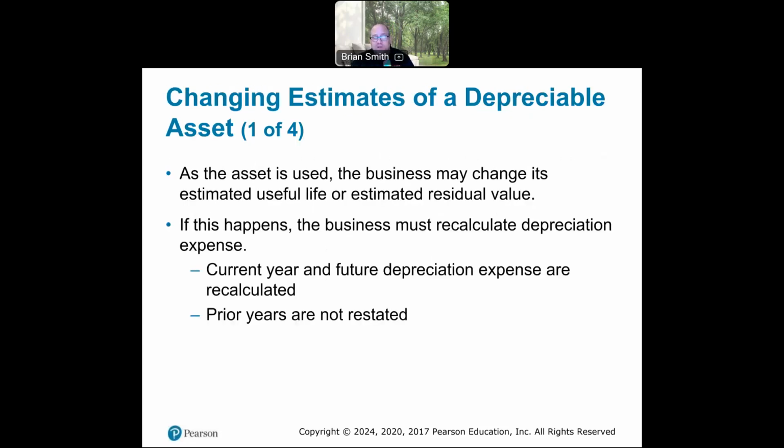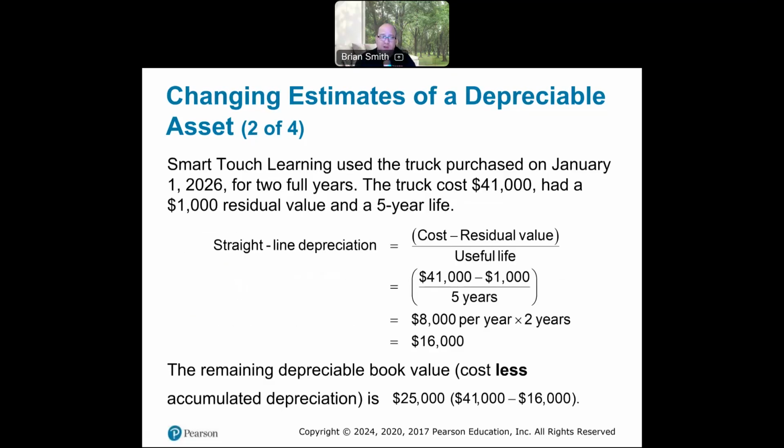I want to emphasize this because you're going to have a memo you're going to do. This is called changing estimates of a depreciable asset. Bottom line is the only thing that really will change is, well, if you make an improvement on it, then the amount will. But usually it's the useful life or the residual value that is going to get changed. So one of those two things is going to be impacted. You have to recompute, but also remove what you've already used.